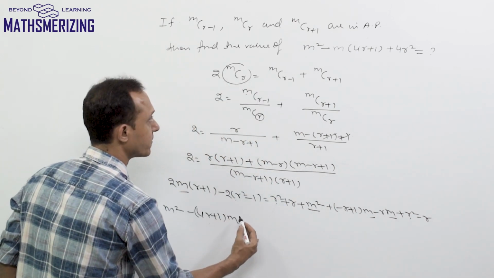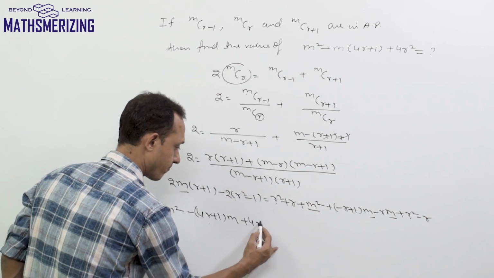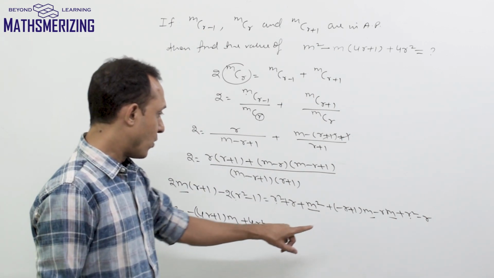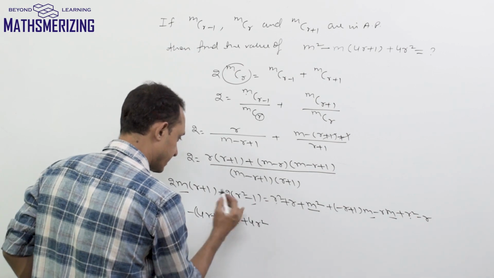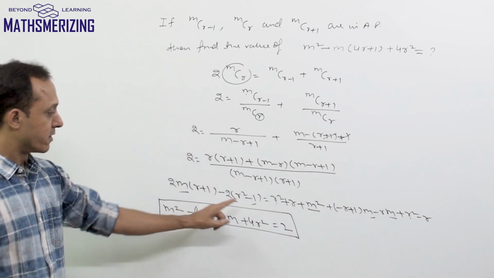So there will be plus 4R square. So now what I'm left with is this 2. So the answer to this expression will be simply 2.